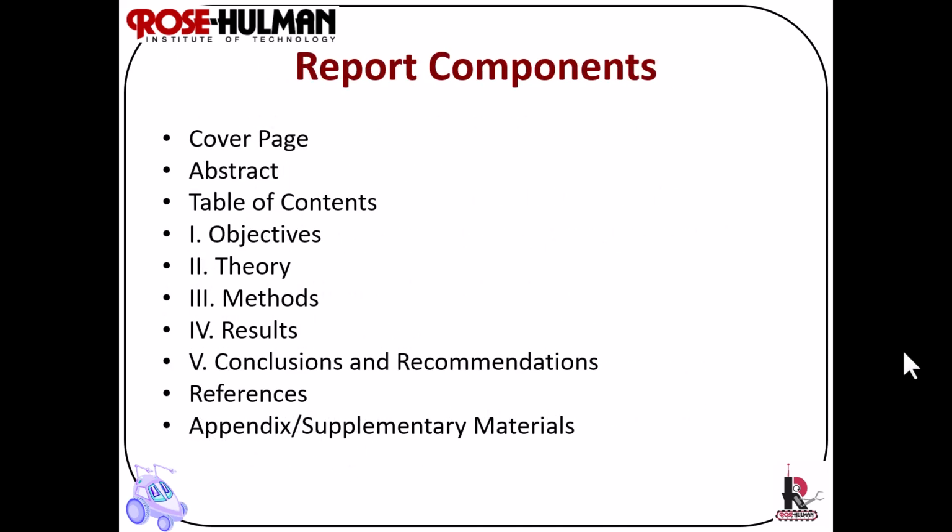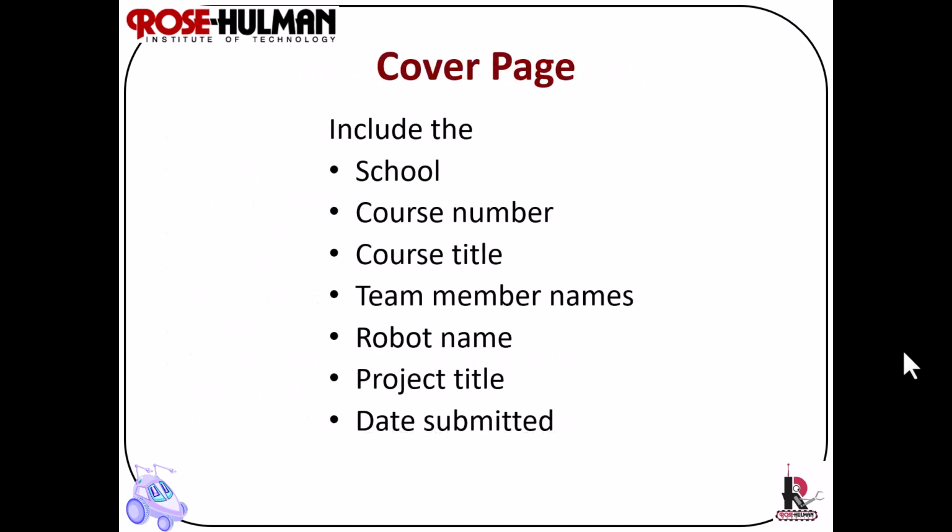Here are the main components I want to see, but you could also have subheadings under here: a cover page, an abstract, a table of contents, the objective, theory, method and results, conclusions and recommendations, references, properly cited and listed using APA, Chicago, MLA, some format, an appendix, and any supplementary materials. The cover page should include the school, the course number, the course title, team member names, robot name, project title, as well as the date submitted.